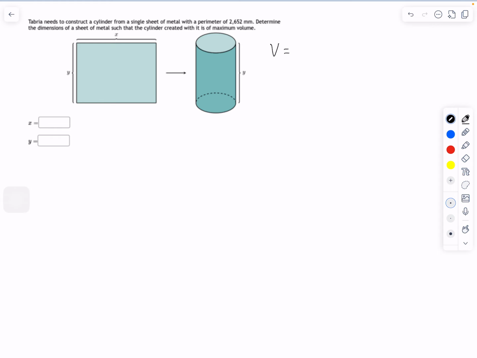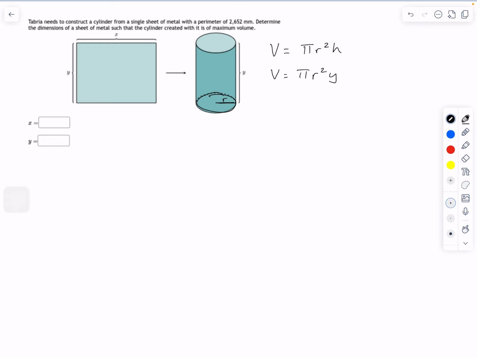Volume of a cylinder is V equals, it's going to be a circle on the bottom multiplied by the height. So it's going to be pi r squared h. That's our volume equation. We're going to replace some of these variables here. We'll call this an r value. We don't know what that is yet. And our height is now going to be the letter y. So volume equals pi r squared y.